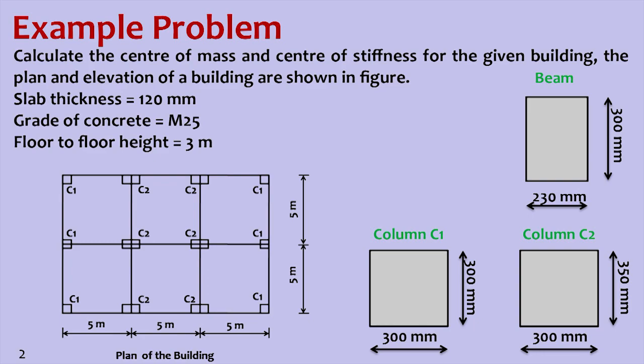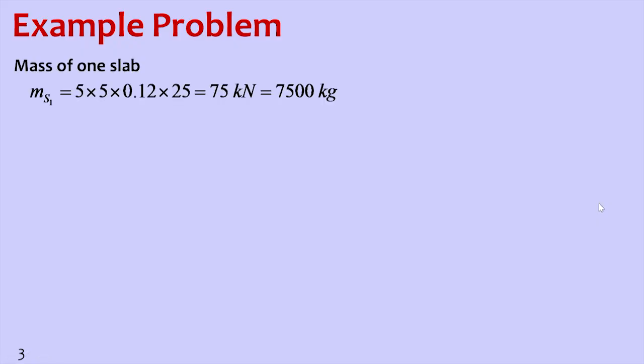With this introduction of the problem, we go into calculating the mass of one slab. In this particular problem, we will be dealing only with the slabs for calculating the center of mass. Basically, in a building, slabs and beams put together constitute most of the mass of the structure, whereas columns are usually given more importance for the stiffness of the building. So, mass of slabs and beams put together makes the mass of the structure.